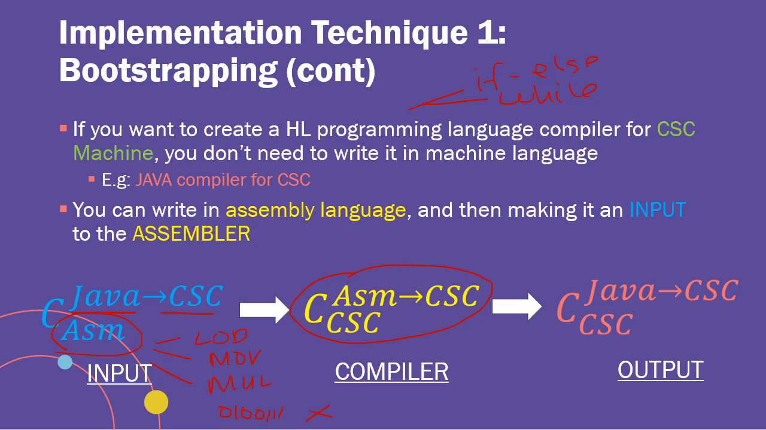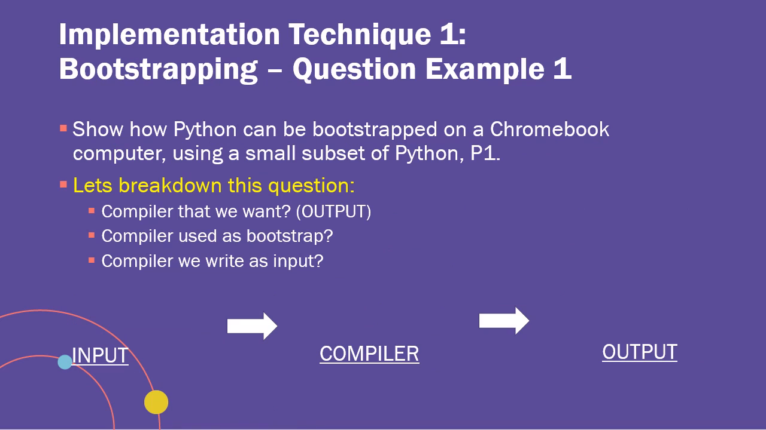Now let's look at this process all over again. Our compiler can translate assembly code to CSC machine code. We put as input a Java to CSC compiler program that is being written in assembly. Therefore, as the output, we will get a compiler with the same purpose or the same content as the input, but now it is written in CSC machine language. So in the previous slide, we have explained what exactly is bootstrapping.